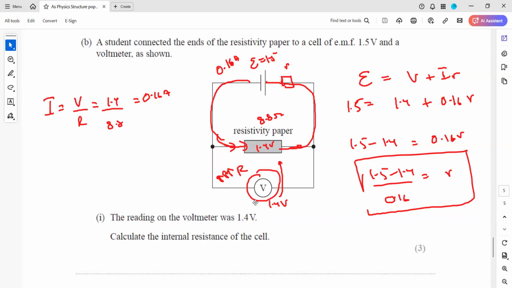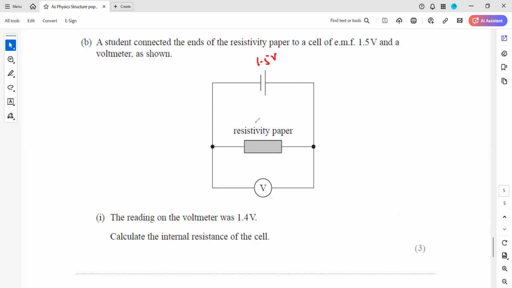So this is always the battery with the internal resistance, EMF is equal to V plus IR. This was 1.5 volts. This was 1.4 volts. So how much voltage was there across the internal resistance? 0.1. And we knew the resistance of the resistivity paper. So using that, we work out the current which will flow. And we assume that no current is moving here because it has a very high resistance. So just use the formula. The current is there, the voltage is there. So just divide them. You'll get the value for the internal resistance.